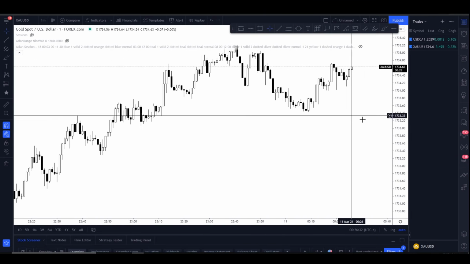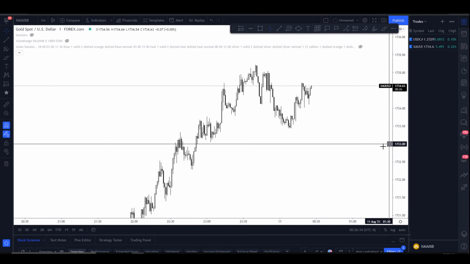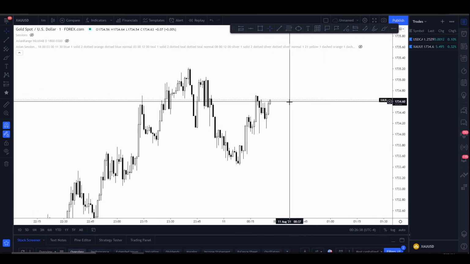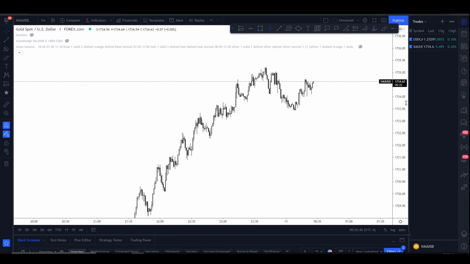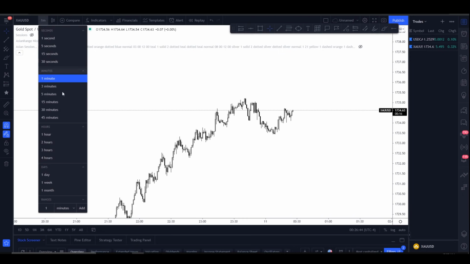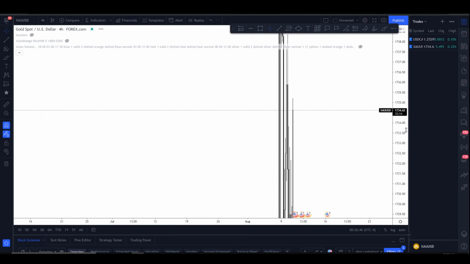All right. So typically when we're looking at gold on the 1 minute time frame, you can see that this thing is moving every single minute. This is all 1 minute worth of price action right here. Each candle is 1 minute. Let's go to the 4 hour time frame or even the daily time frame.